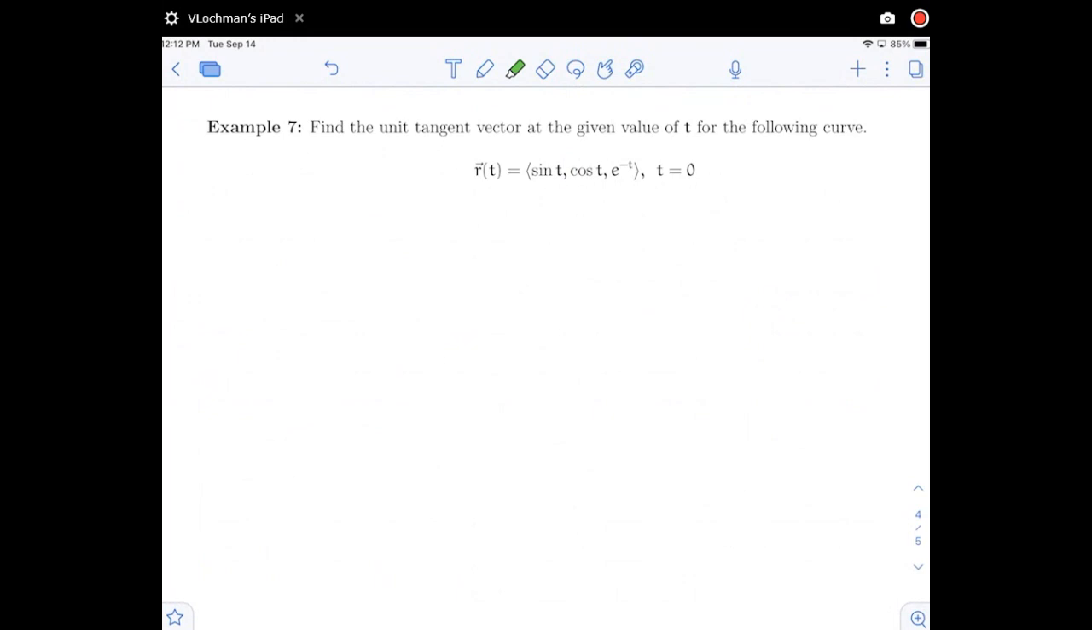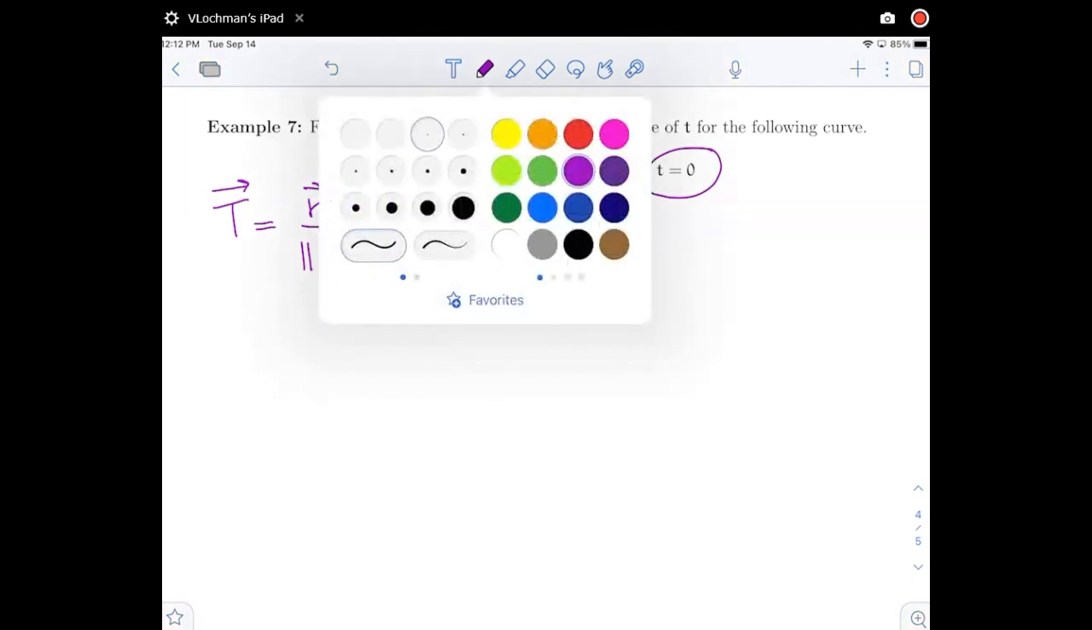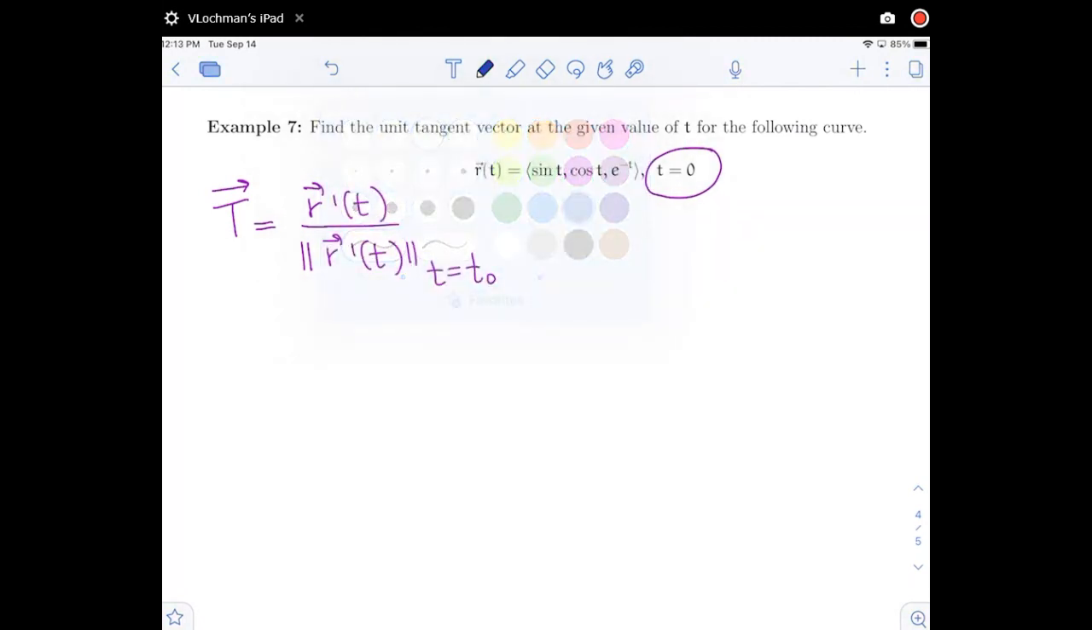unit tangent vector, okay? So your general formula for this one, the notation for tangent vector is usually capital T, and we assume that's a unit vector. It's r prime of t divided by the magnitude. Okay, and we evaluate at whatever value of t we're dealing with. So in our case, t is equal to 0. Okay, so we have all of the tools to solve this problem.